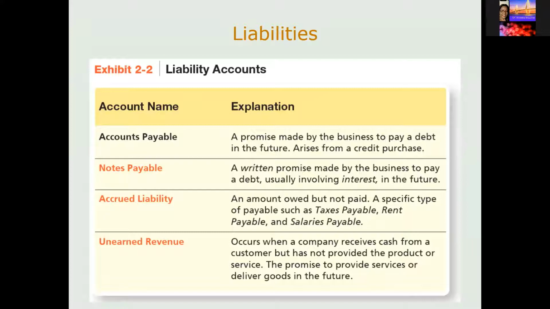Another liability account is the accrued liability. It is the amount owed for goods or services provided, but not yet paid by the business. Unearned revenue is another liability account, which occurs when a company receives cash from a customer before the business provides the goods or services.